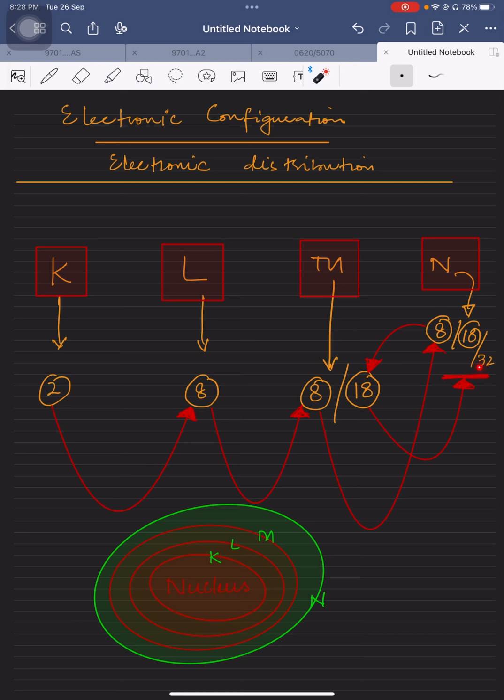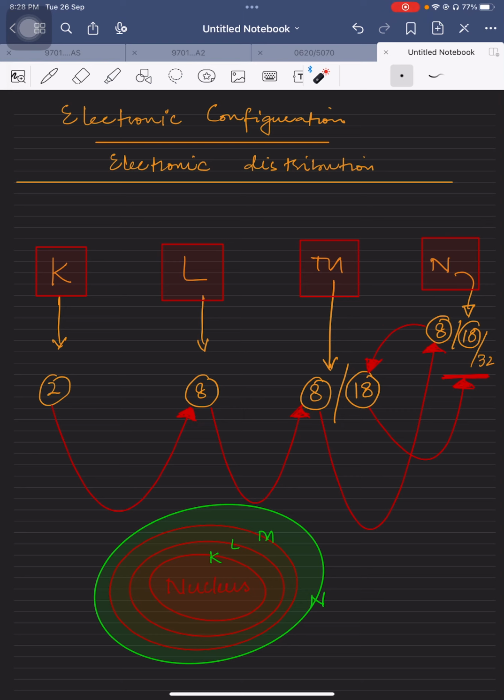So what is the capacity? How many seats for electrons are there in the N shell? As the size is quite huge, you can see that it can accommodate 32 electrons. But how many electrons do we have to fill up first? 8 first. And then we are going back to M.